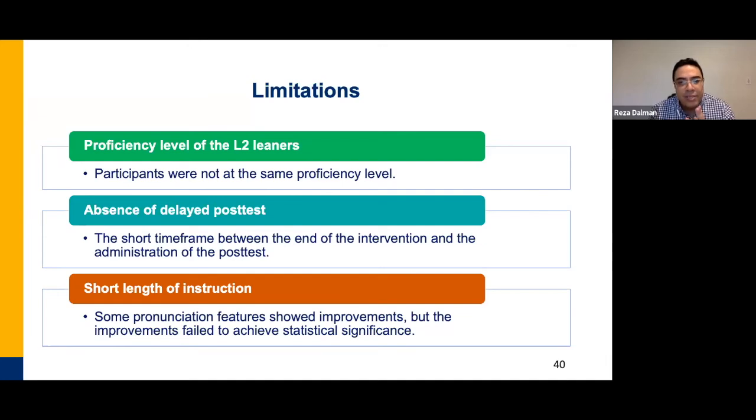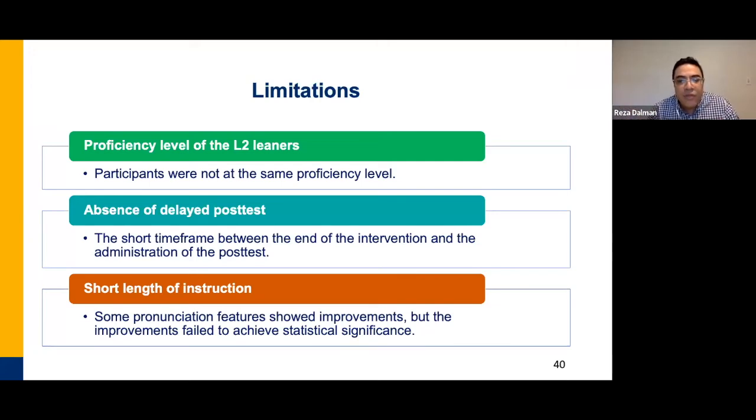The second limitation is the absence of a delayed post-test. There was a short time frame between the end of the intervention and the administration of the post-test. Learning has a delayed effect. Sometimes students learn something, but they need some time to process it. In this study, it was not feasible to have a delayed post-test because I couldn't reach most of the students after the course was finished. But in future research, it would be interesting to have a delayed post-test to see to what extent what the students have learned will remain after some period of time.